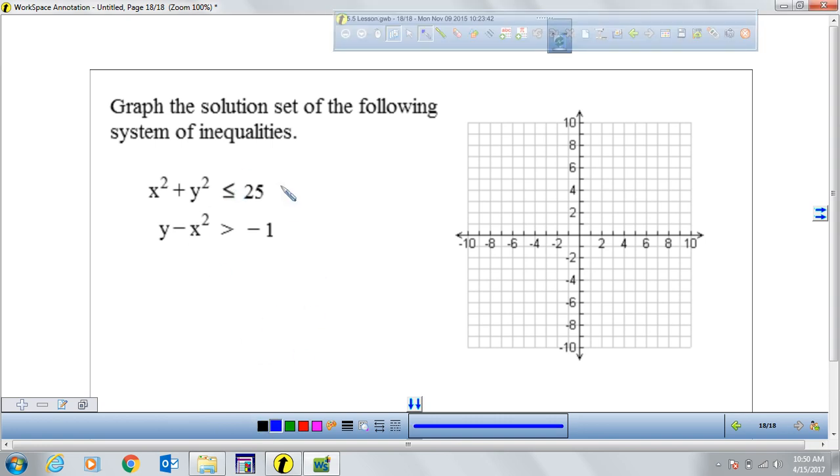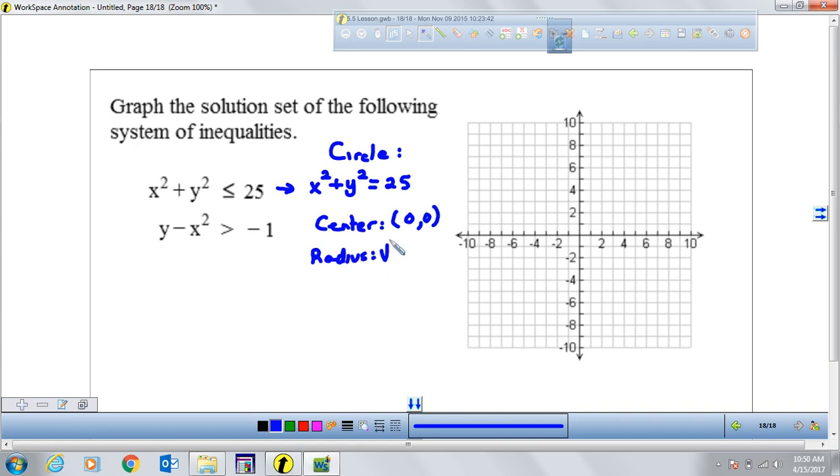So the first equation that we have here is x squared plus y squared equals 25. This one is again a circle. X squared plus y squared is a circle. So we need two things. We need the center of the circle, which again, since there is no h and k, once again is 0, 0. And the radius, we can find it by getting the square root of the number on the right, which is the square root of 25, which is 5.